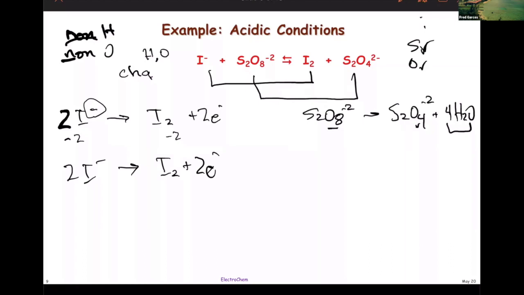Now I need to balance the hydrogens. The hydrogens come after the oxygens. We can see that there are 8 H here, so we need to add 8 H+ here.